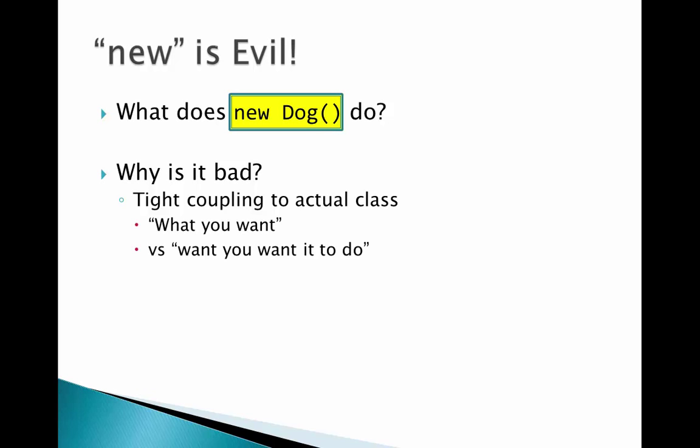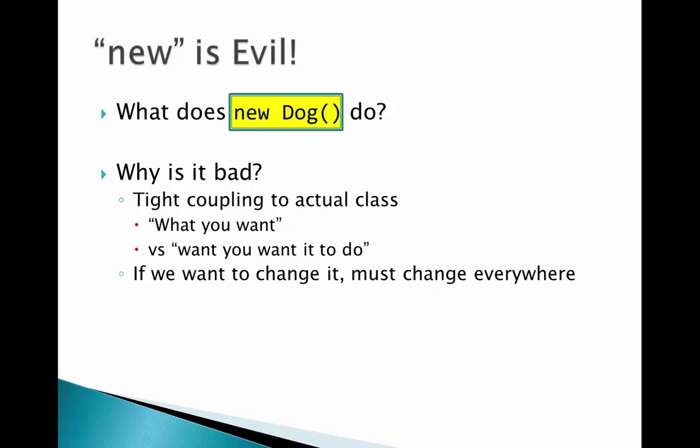The idea here is to think about what you want versus what you want to do. New dog is saying, what I want is a dog, right? You care about the thing itself. What I really care about when I'm talking to a dog is how I can communicate with it and what I want it to do for me. So if we can abstract that out, that reduces our coupling. Rather than caring specifically about I depend on dog, I can say I depend on something that does something for me.